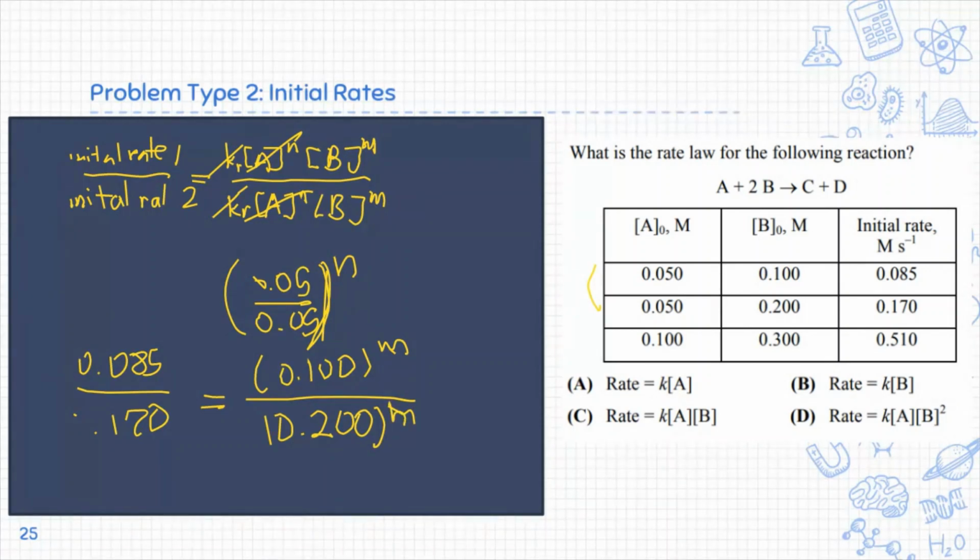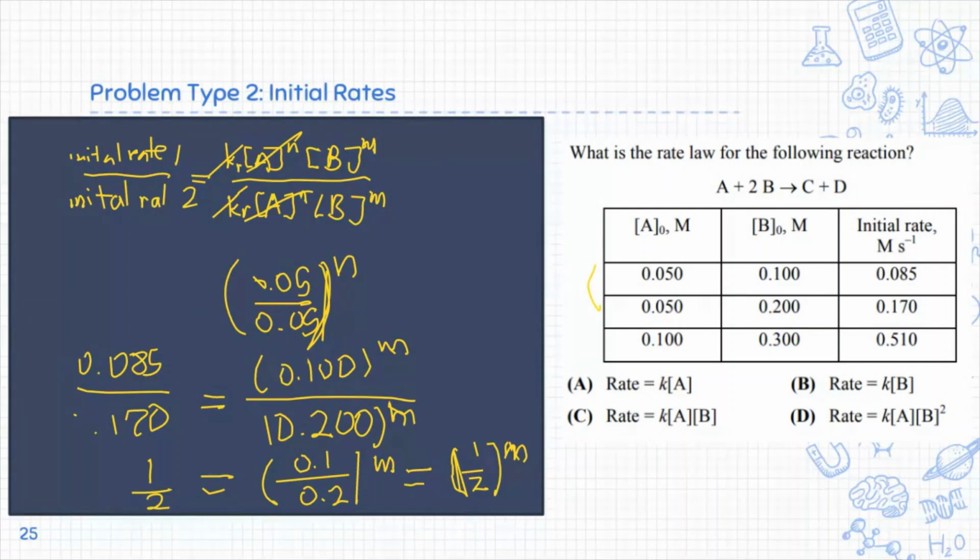So this is basically the same as this, which is the same thing as this. Now, this is equal to 1/2. So what is 1/2 to the m power equal to 1/2? So what is m? m would equal 1, right? So that would be first order in B. Does that make sense? Yeah.